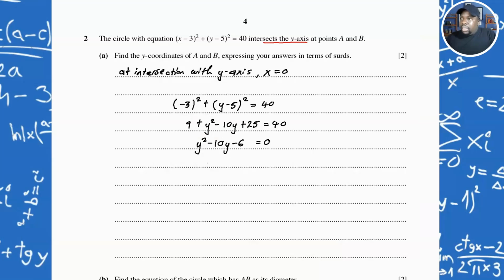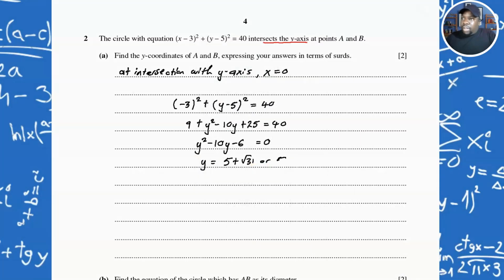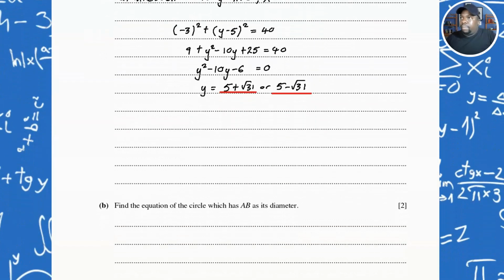So we have therefore y coming out as 5 plus root 31, or the other value we get is 5 minus root 31. So these are the y coordinates. Let's move on to part B.